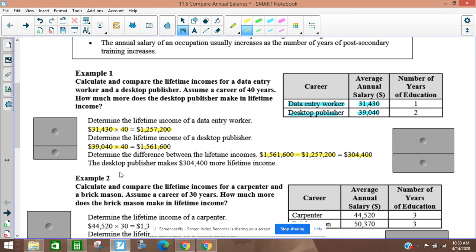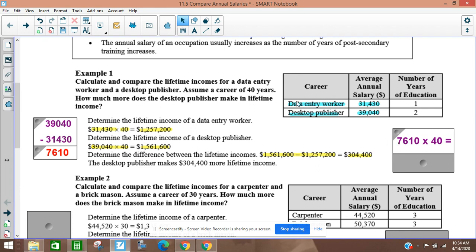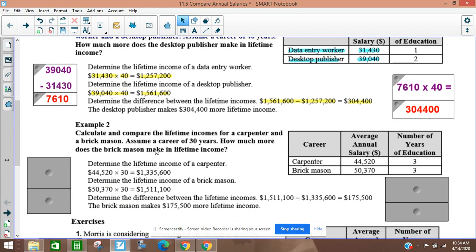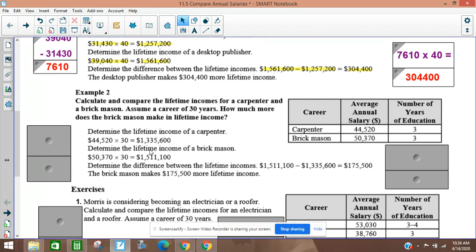Now, this is one way, but notice how we're working with big numbers. I prefer to subtract first, so I will subtract what they make a year, so that way I find the difference first, and notice the difference is 7,610. So in 1 year, the desktop publisher makes 7,610 more dollars. Then from there, I multiply that amount times the 40 years that person is going to be working, and notice I got the same result, $304,400. So there's two ways. You decide which one is easier for you, so that way you can find the differences.